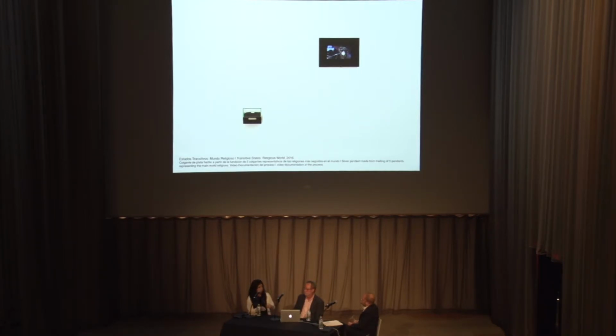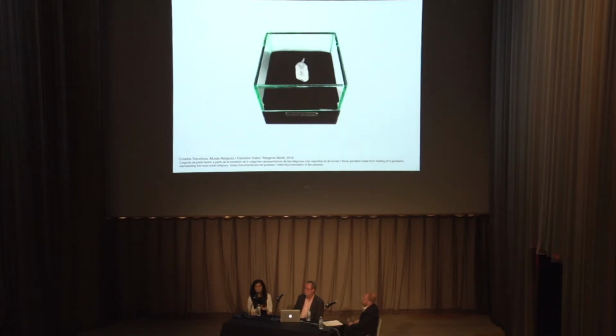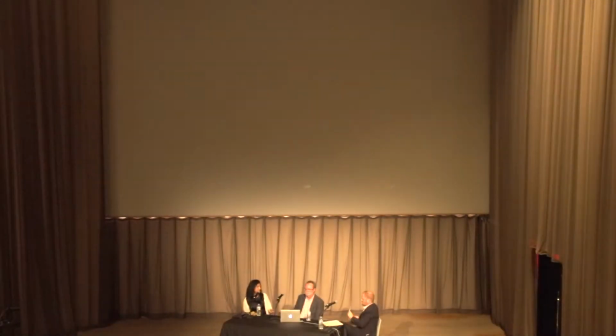First, it was in chronological order how the visions were built. And then at the end, the resulting piece, it was like no shape, but it's still a pendant. And it's called Transitive States, Religious World. If you have any question, I'll be happy to answer.